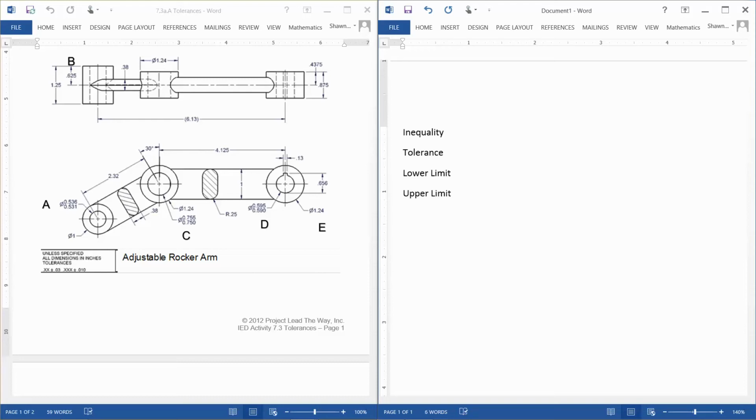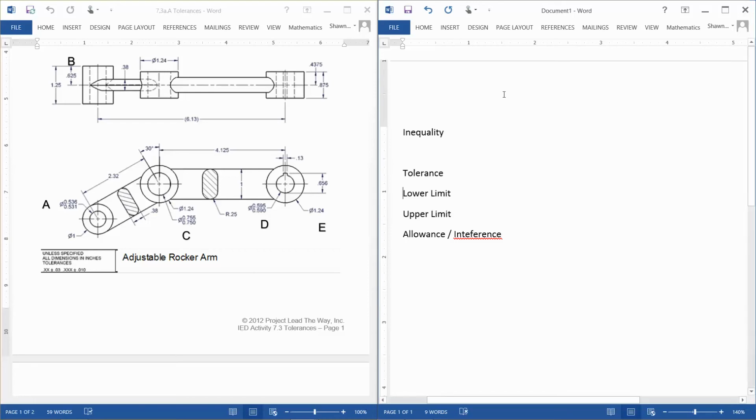What else are we writing here today? Inequality, tolerance, upper limit, lower limit. And to find out if there is allowance, slash interference. I'm probably misspelling that there for you rock stars.